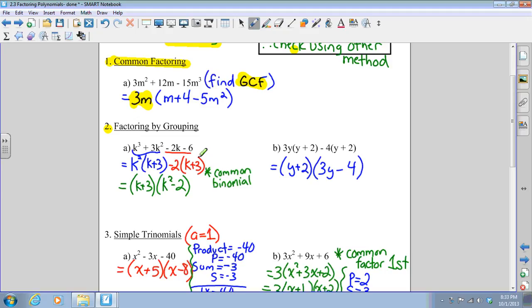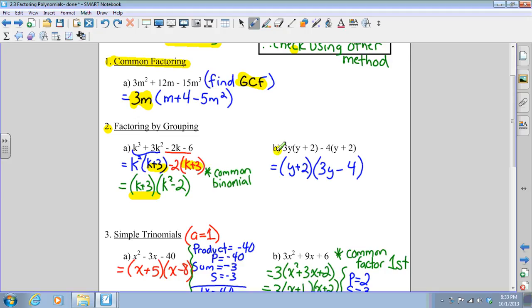Whenever you factor by grouping, ladies and gentlemen, you should notice that you end up with a common binomial. So what are we going to do then? We're going to factor k plus 3 out of both terms. So that becomes your first factor. And then what's left over, k squared minus 2, becomes your second factor.